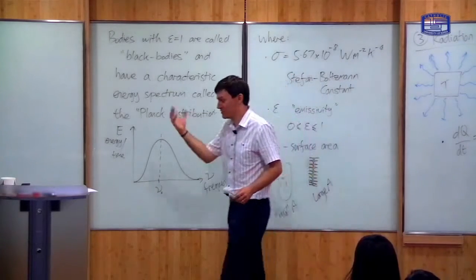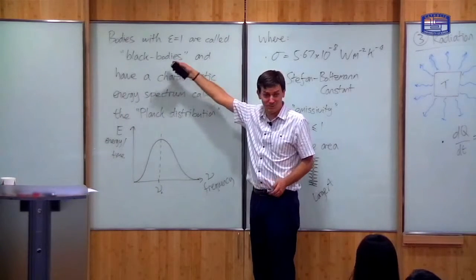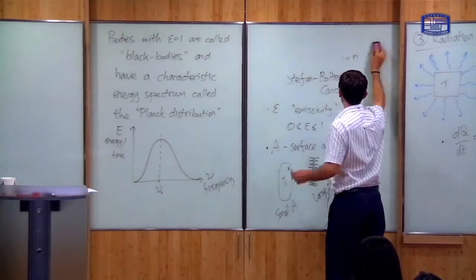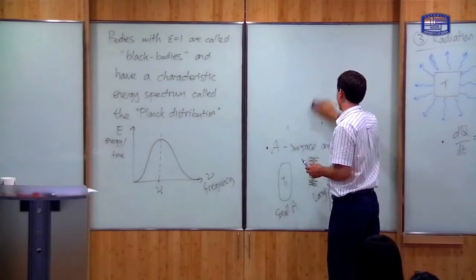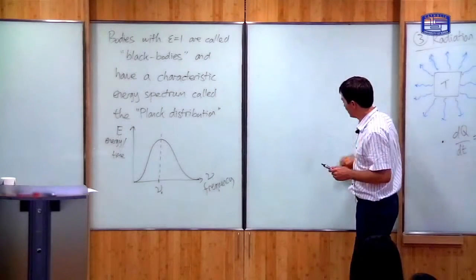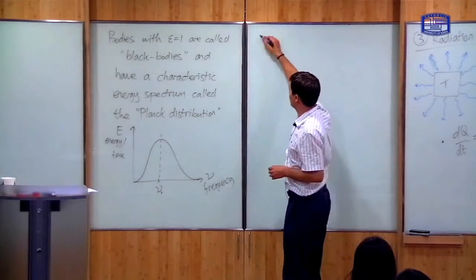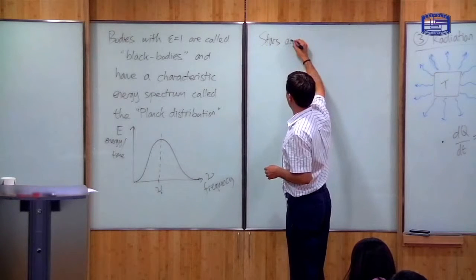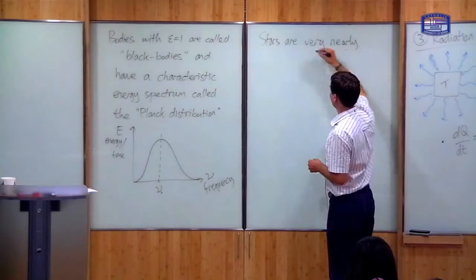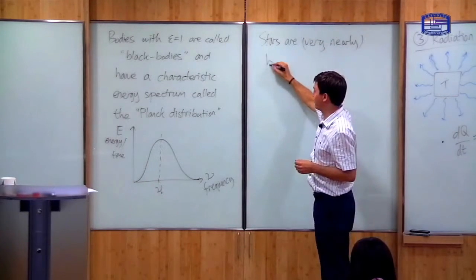Oh, and I should say, the example of stars is important because stars are very, very nearly black bodies. And this is a fact which is very important in astronomy. That means that by looking at a star, just by looking at the light it emits, we can determine its temperature. Stars are very nearly black bodies. They're not quite, because they have some absorption lines in the spectrum. But they're very nearly black bodies.